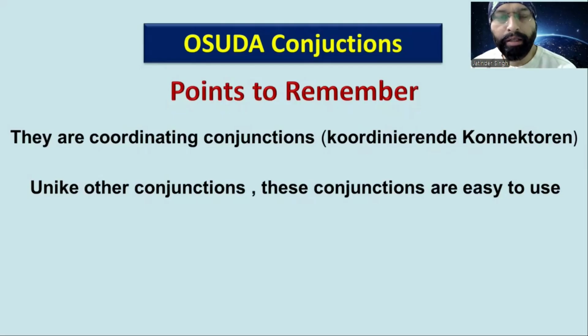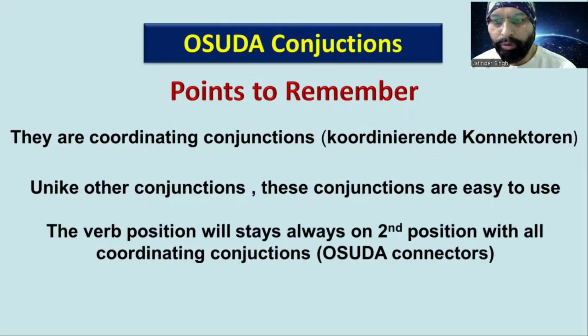We know that there are a couple of conjunctions where the verb goes at the end of the sentence in Nebensätze. But the structure with OSUDA connectors is quite different. I will explain you later on. The third point, the verb position will always stay on the second position with all the coordinating conjunctions, OSUDA connectors, the conjunctions which you just saw in the previous slide. I will explain one by one with the help of these points. In the meantime, if you want to note these points down, you can.